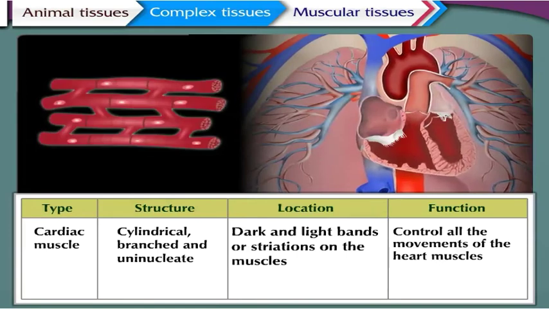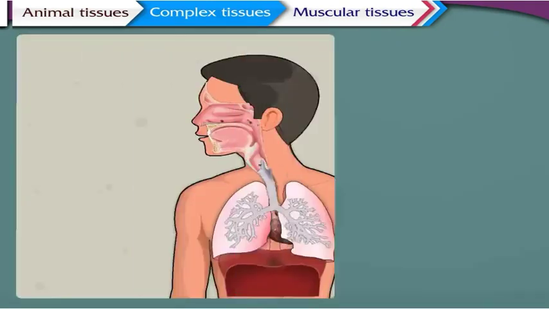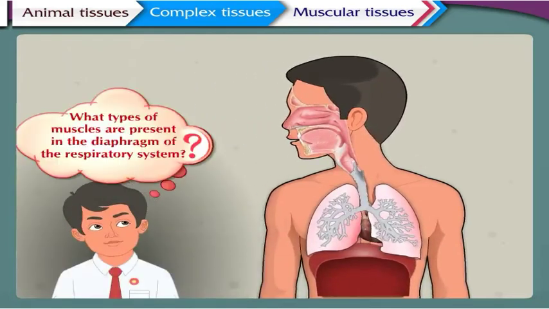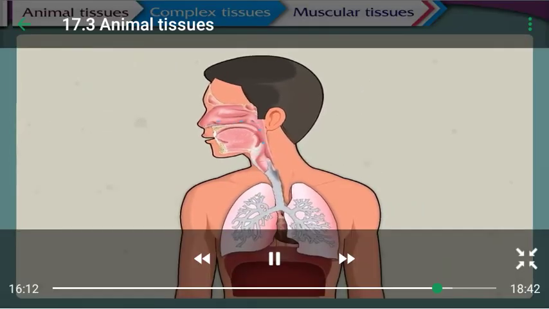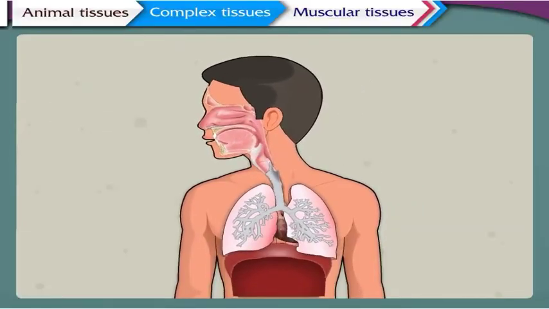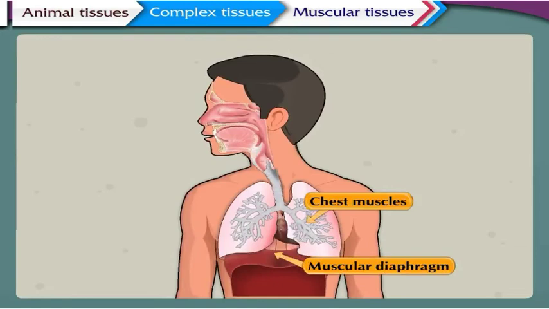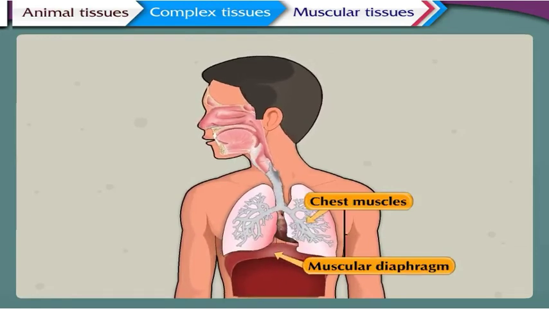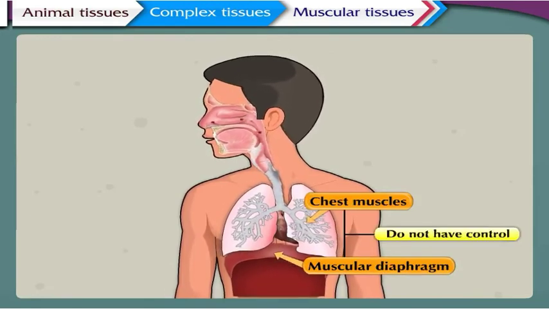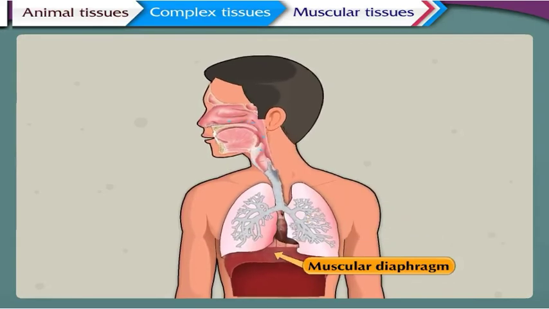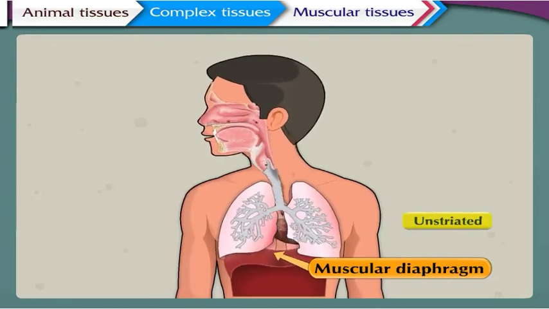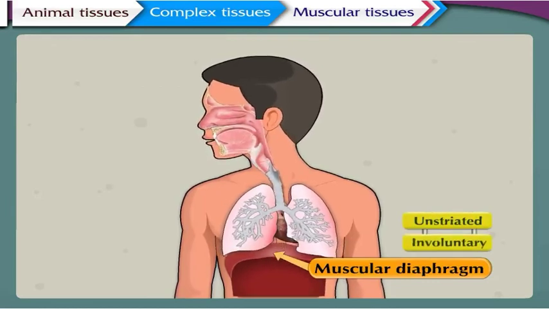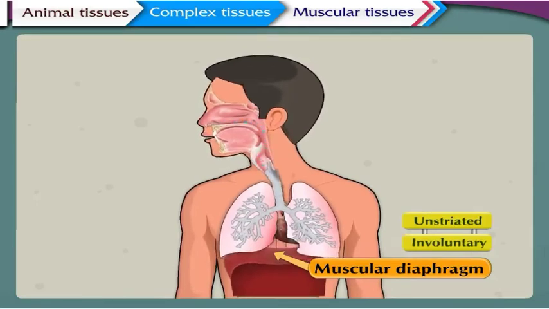After learning about the different types of muscular tissues, can you tell what type of muscles are present in the diaphragm of the respiratory system? Respiration is controlled by the chest muscles and the muscular diaphragm. We do not have control on these movements. That is, the diaphragm muscles of the respiratory system are unstriated and involuntary. Now let us understand the other types of complex tissues.